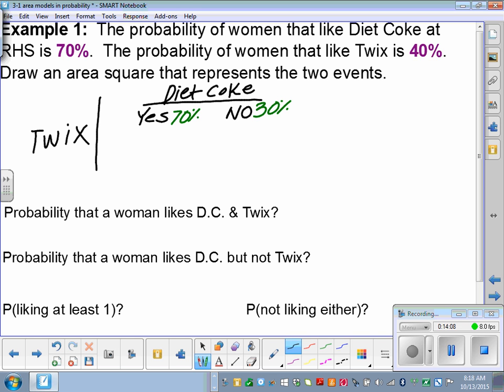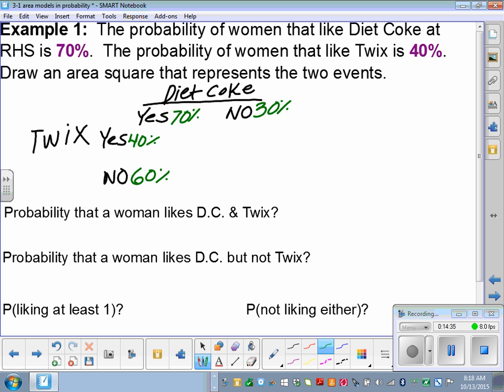So once again, same thing with Twix. It's either yes or no. I should not have drawn that line yet, probably on Twix, or even on Diet Coke. That's okay. So Twix, it's either a yes or a no. Now it says the probability of women that like Twix is 40%. So that they do is 40%, and that they don't is what? 60%. Okay, questions right there.